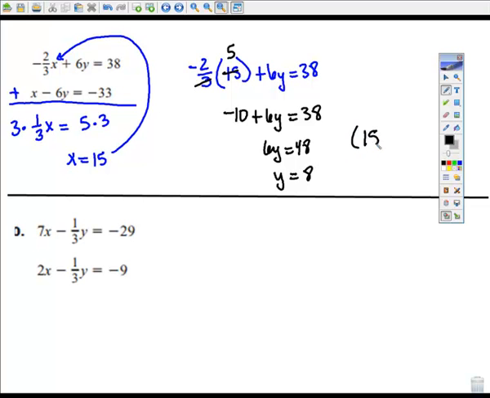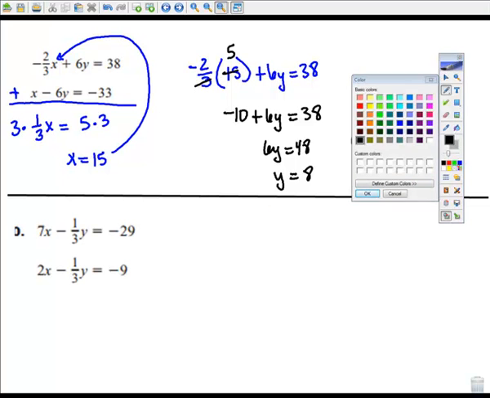So my answer is 15, 8. And again, ultimately, remember what this means is if I were to graph these two out, these two lines, they would intersect at the point 15, 8. Let's try this one. Again, I chose problems with fractions because I don't want you to shy away from them.